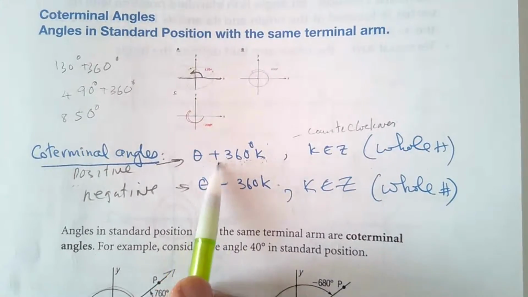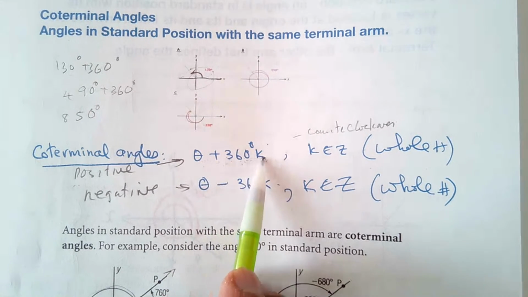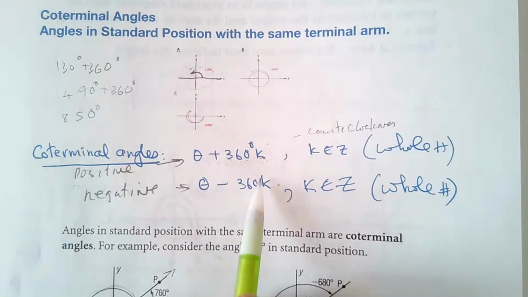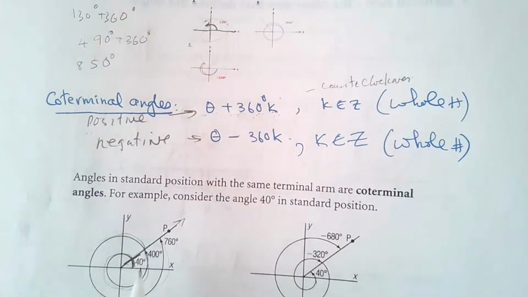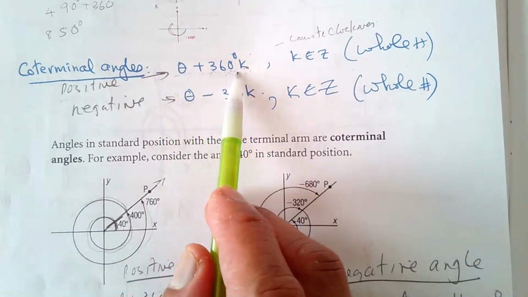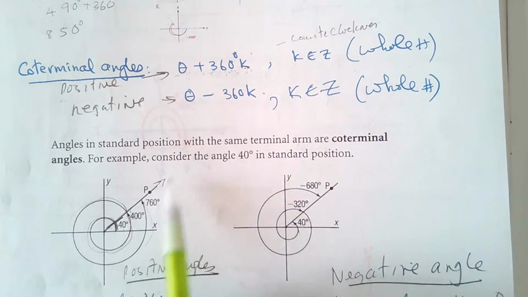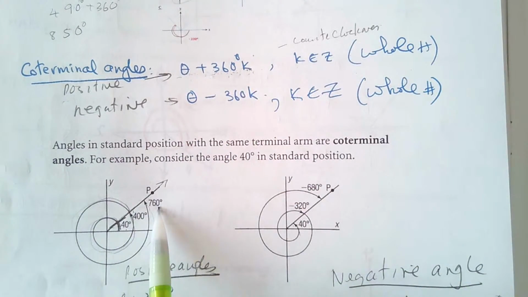And that's where a positive coterminal angle is theta, which is your angle, plus 360 times the number of times, which is a whole number. Like the first would be 1, the second would be 2, times 360 plus your angle. So for example, here we have 40 degrees plus 360, which gives us 400, the first one. The second coterminal would be 40 plus 360 times 2, which gives me 760.